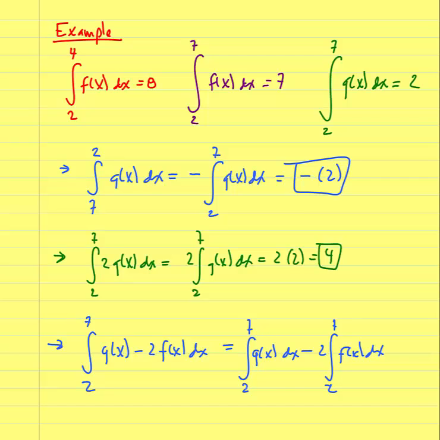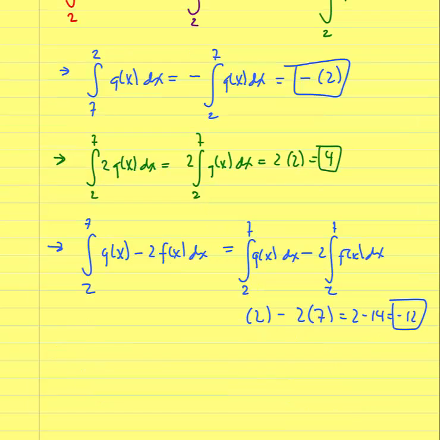So for this first one, from 2 to 7 of g of x, I get a 2. For my next one, I have the coefficient out front, that's a 2. And then the integral from 2 to 7 of f of x dx is 7. So I get 2 minus 14, which is negative 12. So these are some examples and some ways that we can use these integrals without even knowing the shape, if I know the values.